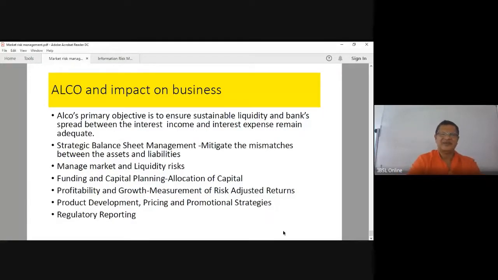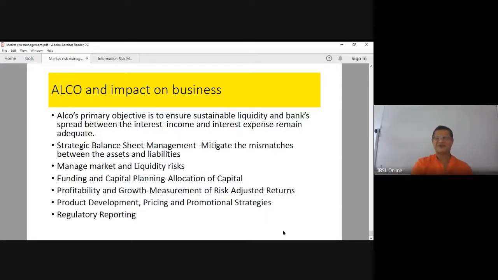Now, we discussed two books. One is your trading book, the other one is your banking book. In the trading book, we did various sensitivity analyses to see what our market risk is, the loss coming out of market risk, especially your interest rate risk. Now, ALCO, the assets and liability management committee, is pertinent to your banking book, because the interest risk we calculate is on your banking book. We looked at interest rate sensitive assets against interest rate sensitive liabilities. ALCO's primary job is to see that the bank's liquidity and the spread between interest income and interest expense remain adequate. To be adequate, your NII, that is net interest income, should always be positive.